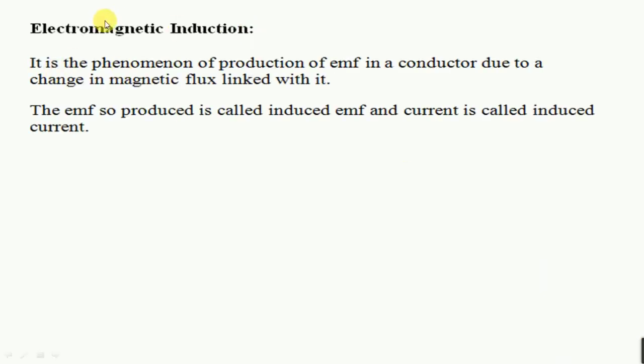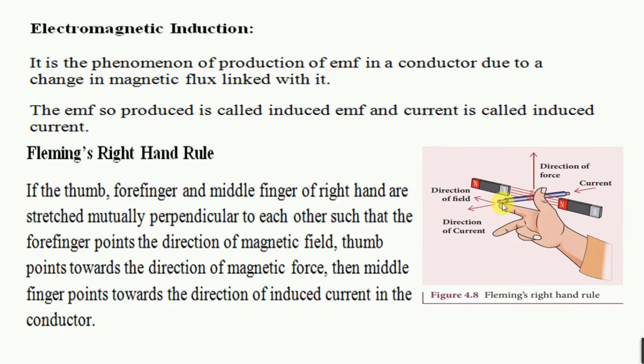So electromagnetic induction is the process of producing induced EMF by changing the magnetic flux through a circuit, and the direction of induced current is found by using Fleming's right hand rule. If you stretch the three fingers, the middle finger, index finger and the thumb of your right hand, mutually perpendicular to each other, and you point your index finger in the direction of the magnetic field, and the thumb shows the direction of motion of the conductor, then the direction of induced current is given by the middle finger.